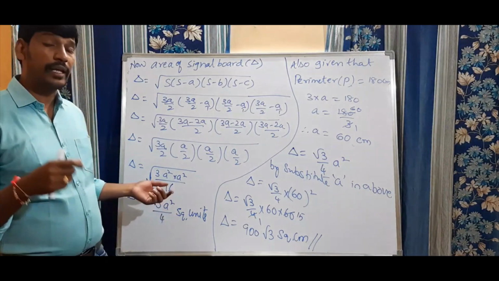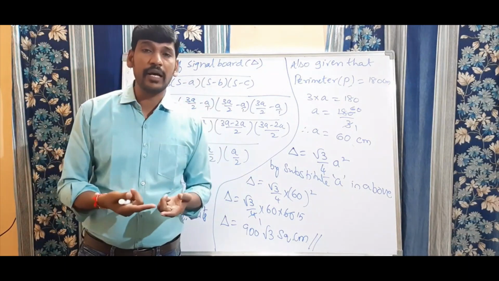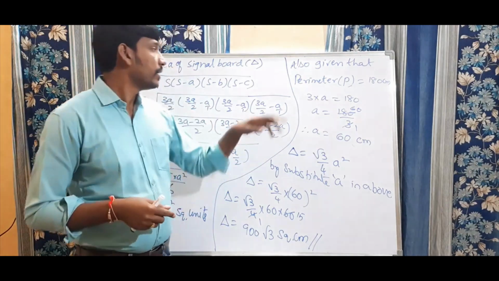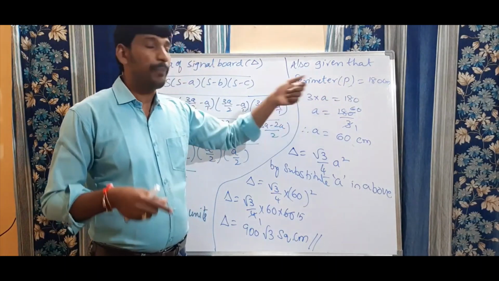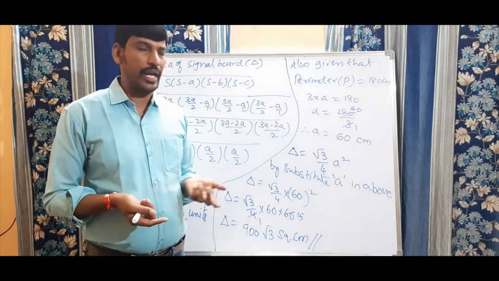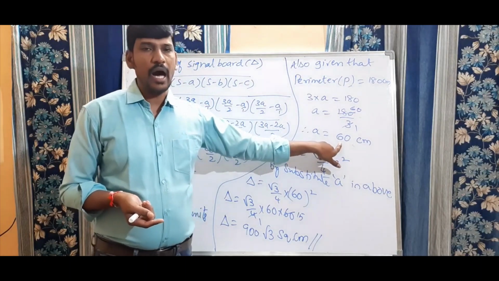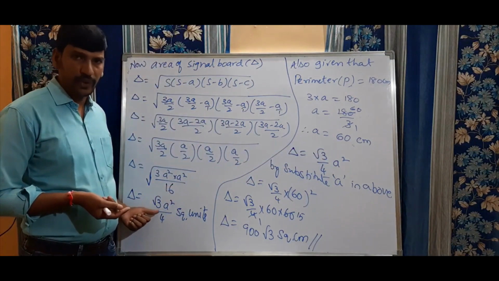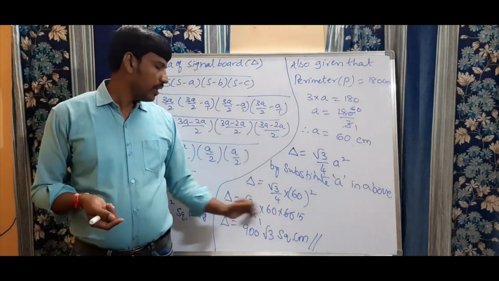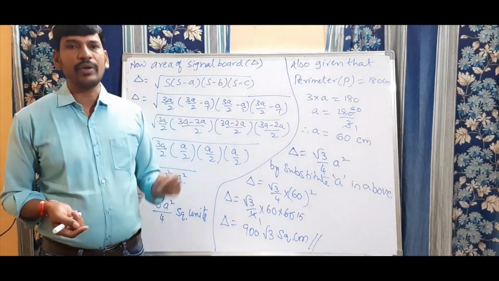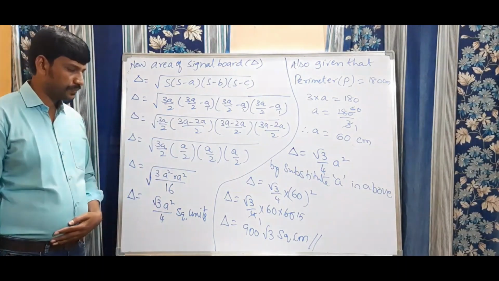Clear? After finding this, they gave one more question. If the perimeter of the signal board is 180 centimeters, what will be the area? The perimeter of the signal board is equal to 180 centimeters. Then perimeter is nothing but 3 into side, that is 3a. 3a is equal to 180, then a equals 60 centimeters. Already we got area in terms of a. Substitute the a value in this delta, you will get the area of the signal board when the perimeter is given. Is this clear, my dears? Please copy this.